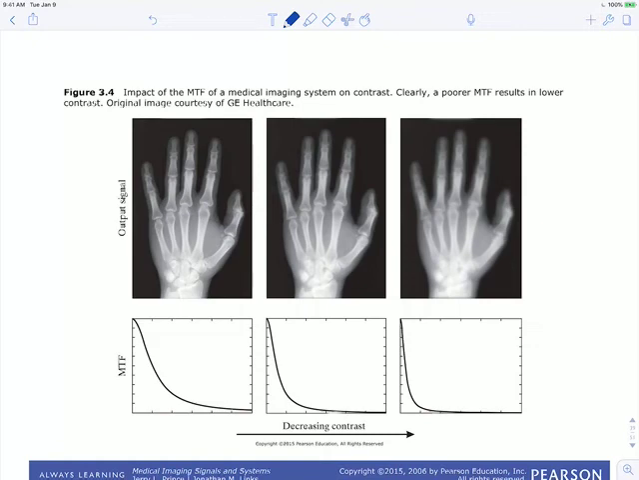So here's an example from the book. These are 3 X-ray images of someone's hand. In each case, what's shown below in the second row is the modulation transfer function. You see here that all of them have this sharp drop off as our frequencies get higher. But this one drops off much more quickly, right? So that's a very fast drop off. So it's really attenuating those high frequencies.